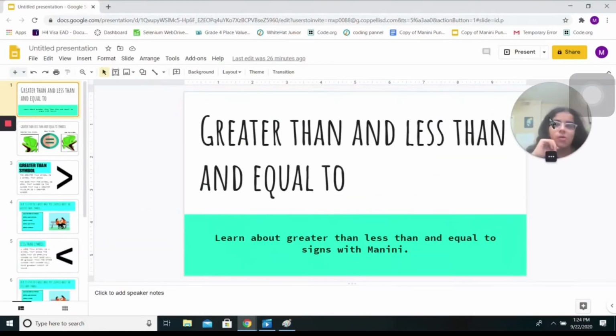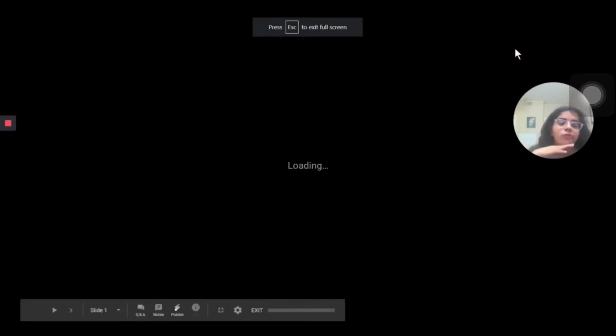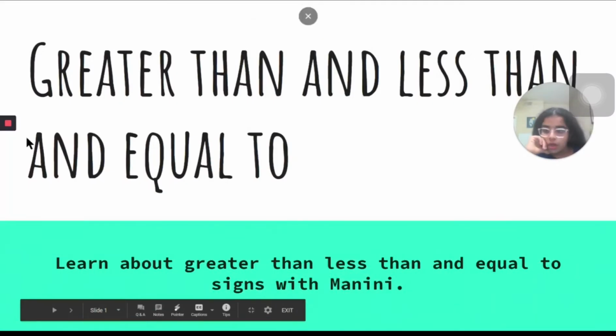As you guys know, I like filling out things on Google Slides, so that's what I'm going to do. Greater than, less than, and equal to. Learn about greater than, less than, and equal to signs with Manani.